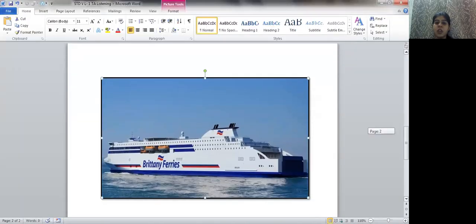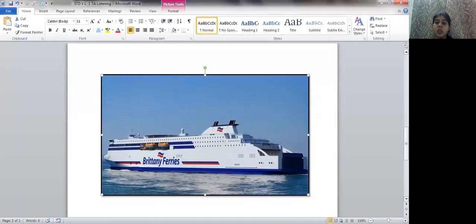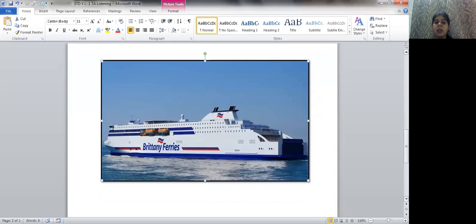I hope the picture is visible now, students. So this is your ferry. It's a ship which goes in the sea, basically in the seas, for taking people for a round. Let's go back to our exercise, students.